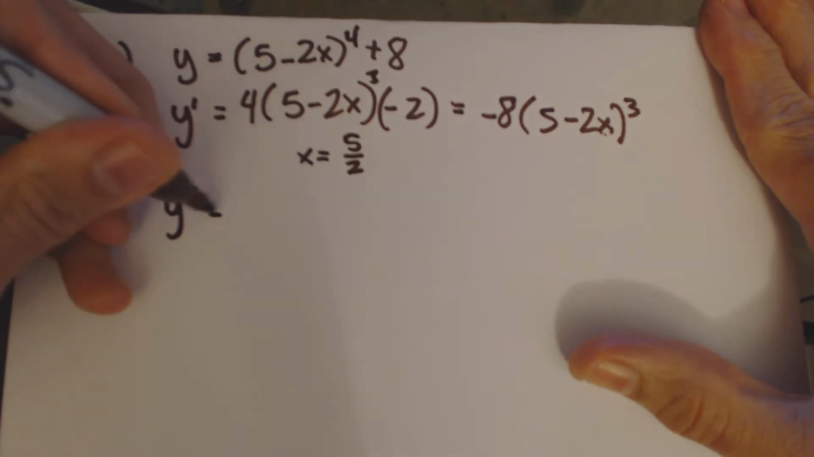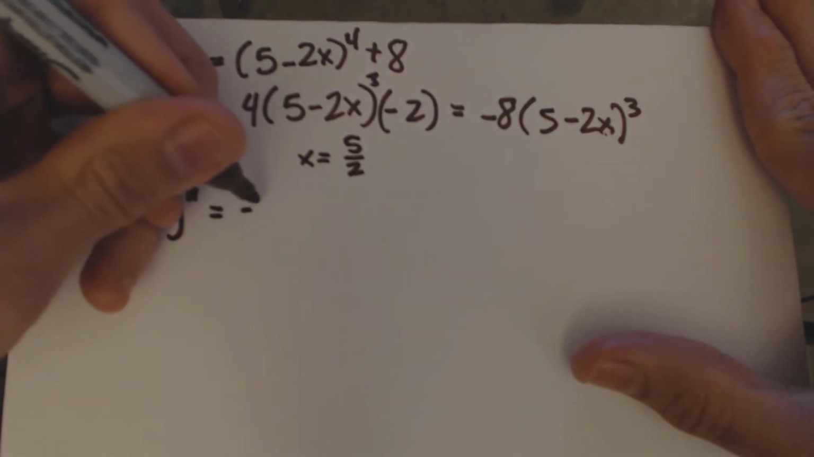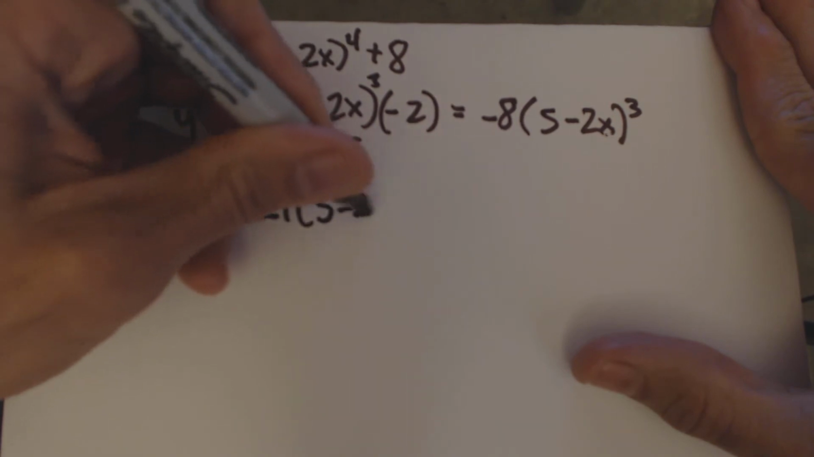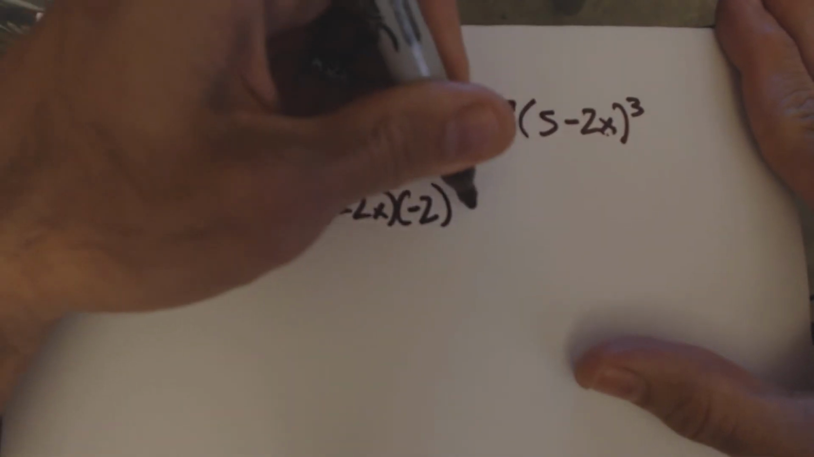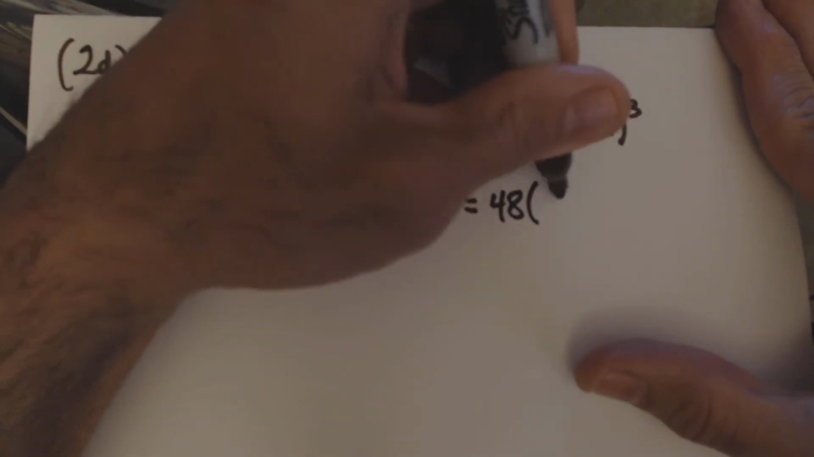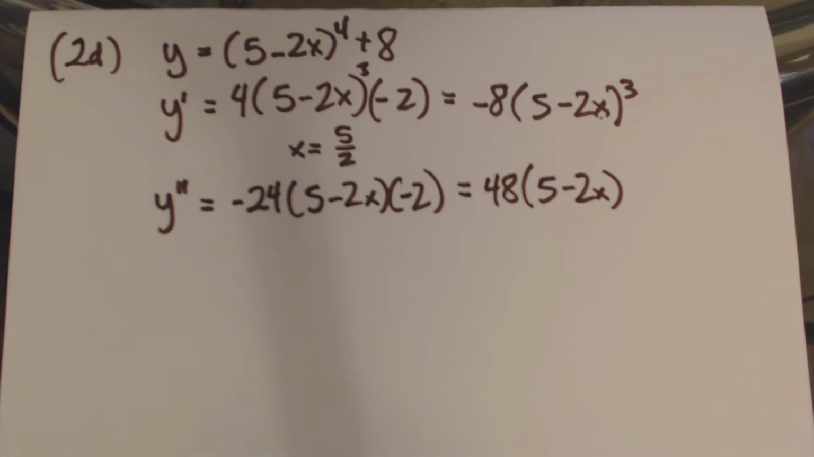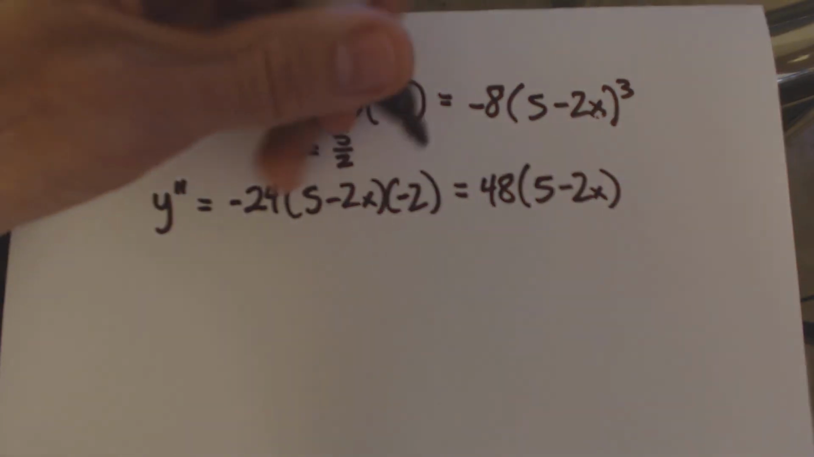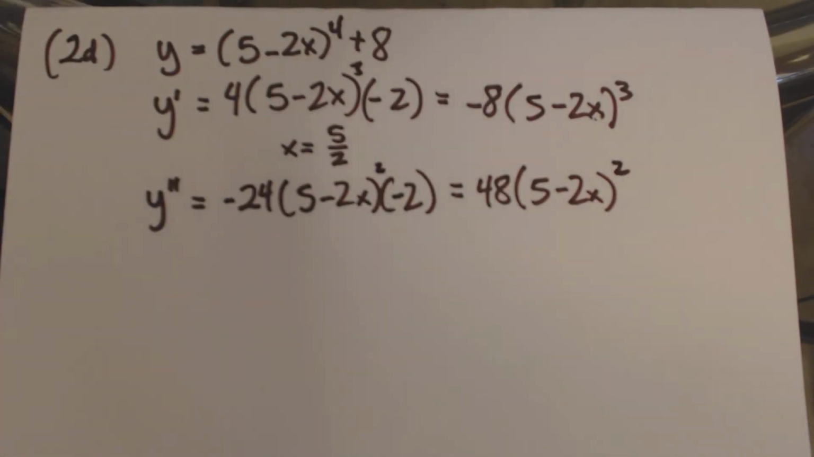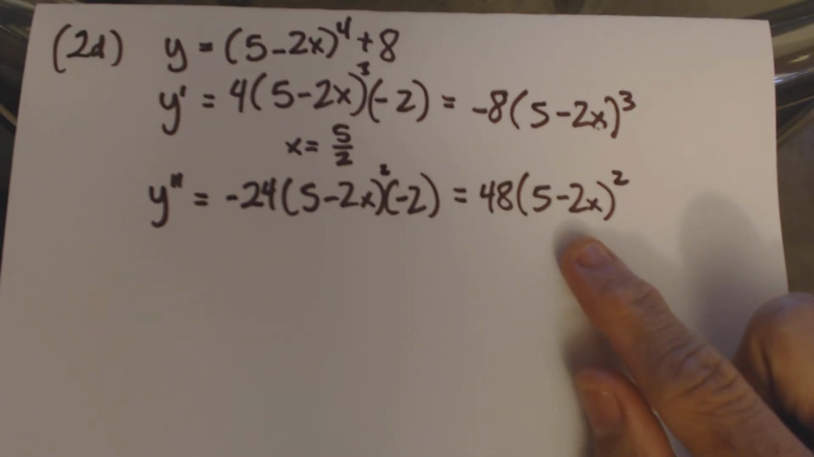Let's go to the second derivative. It's going to be negative 24 times (5 minus 2x) squared times negative 2, which equals 48 times (5 minus 2x) squared. So using the nth derivative test, if we plug in the value of 5 halves, we're going to get 0 again. This is raised to the power of 2, by the way. If we try to use the second derivative test, we're going to fail because this equals 0 when we plug in 5 halves. So that's not going to work.